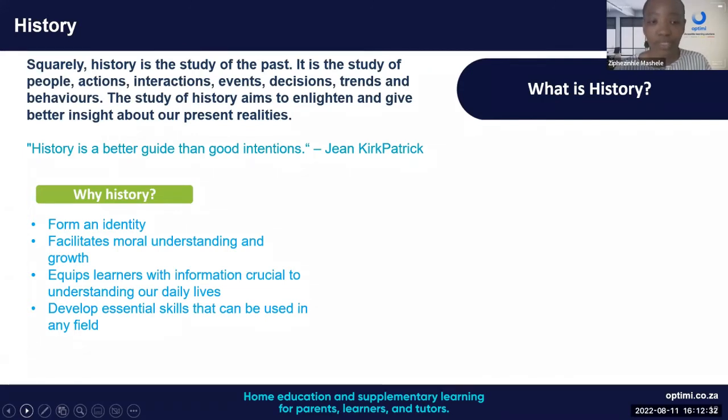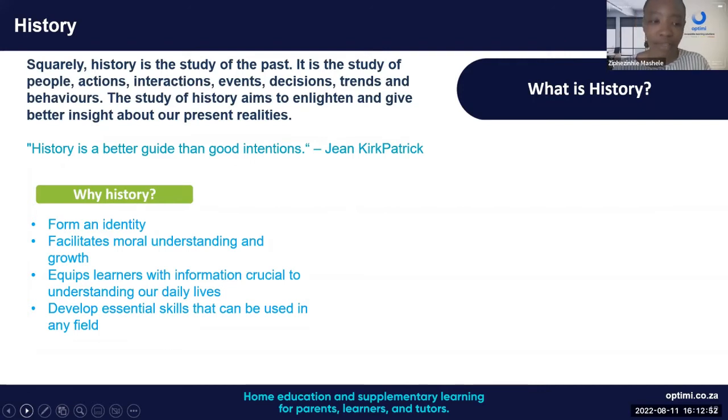You also can study history because it facilitates more moral understanding and growth. And this is because when you look through history, you look at good behaviors, bad behaviors. And I think you get a chance to just sift and see what works and what doesn't, and get to decide what kind of character you want to emulate and the kind of person you want to be for our beautiful country and the rest of the world.